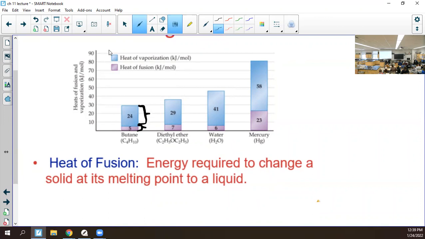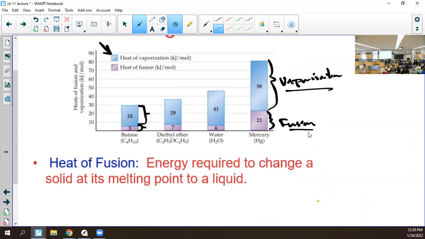What do you think the blue part is? Heat of vaporization. What you have to be able to do is explain why this is significantly smaller of a value than this is. So we have fusion and vaporization. Why on earth would it take way more energy to vaporize something than to melt it? Okay, it takes a lot more heat for what?